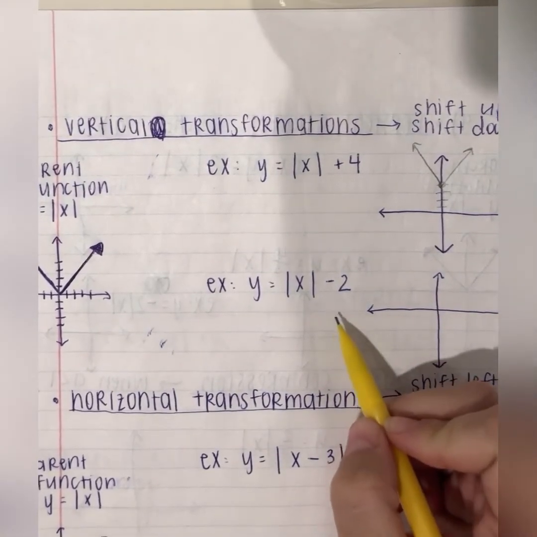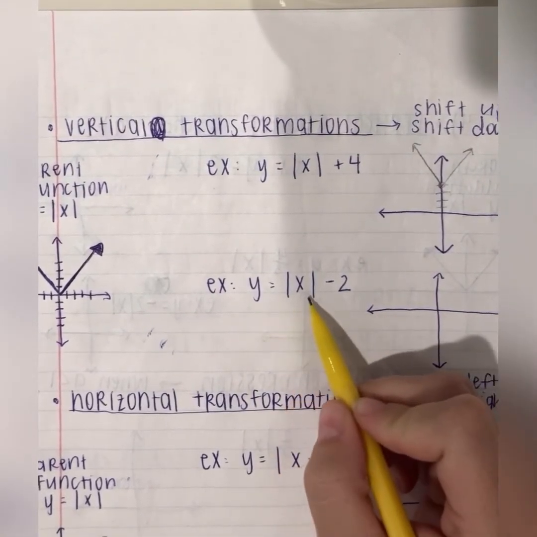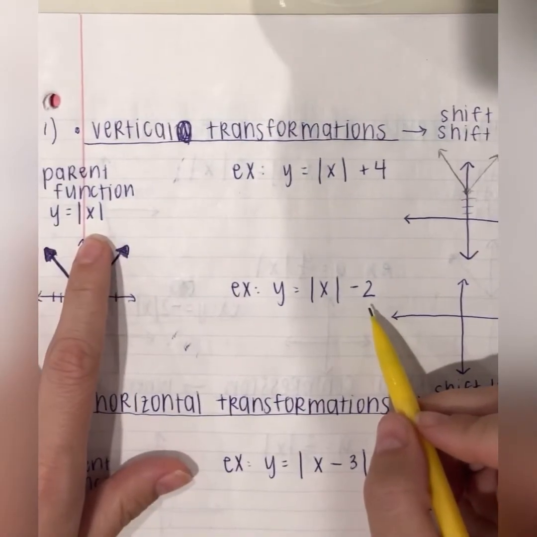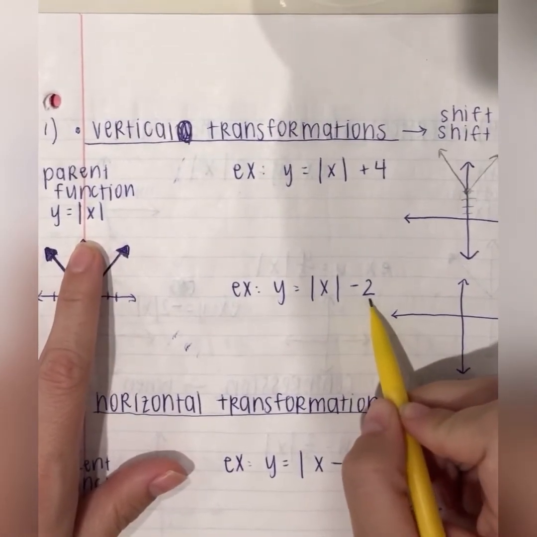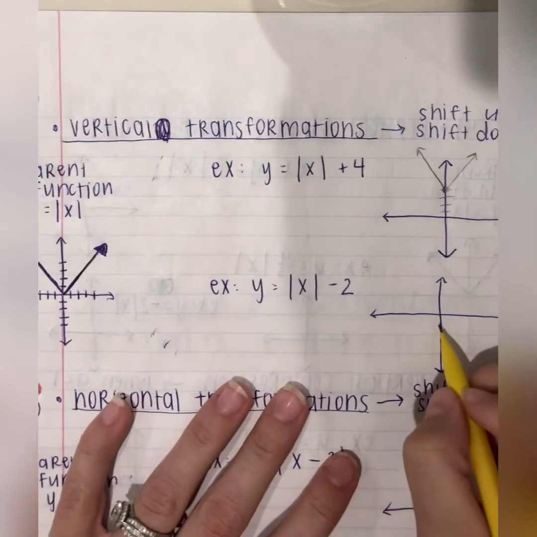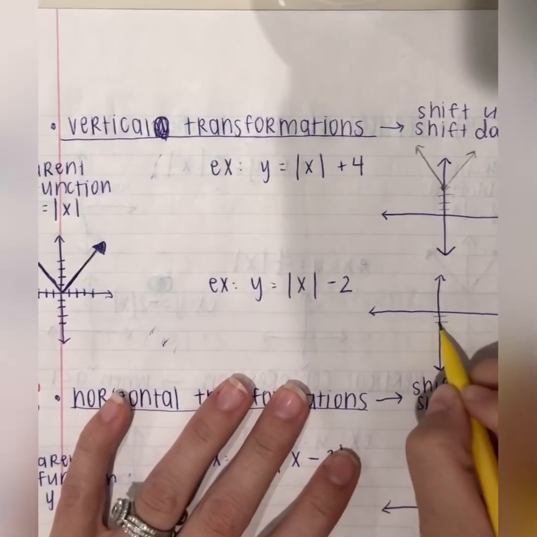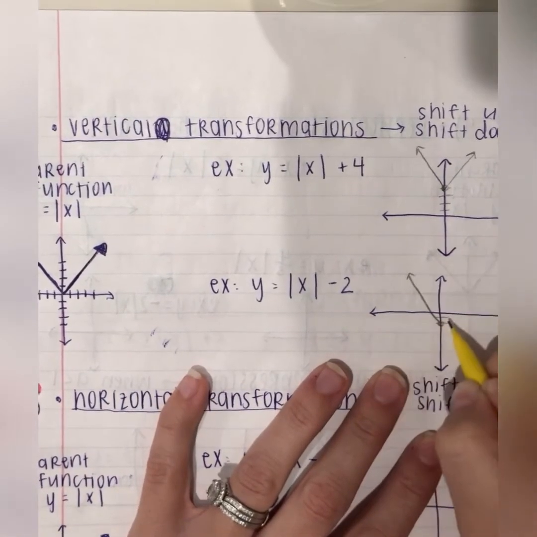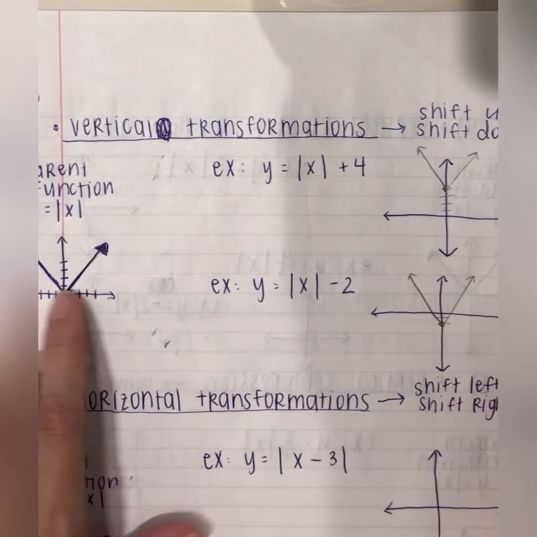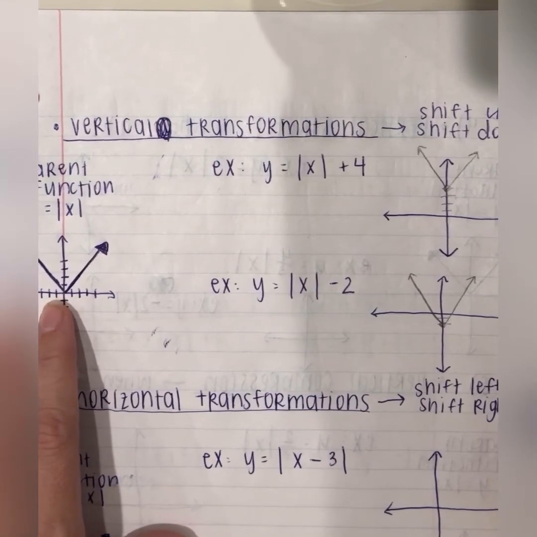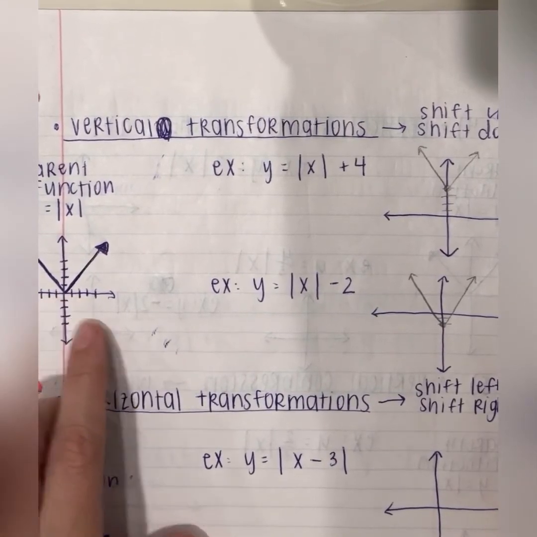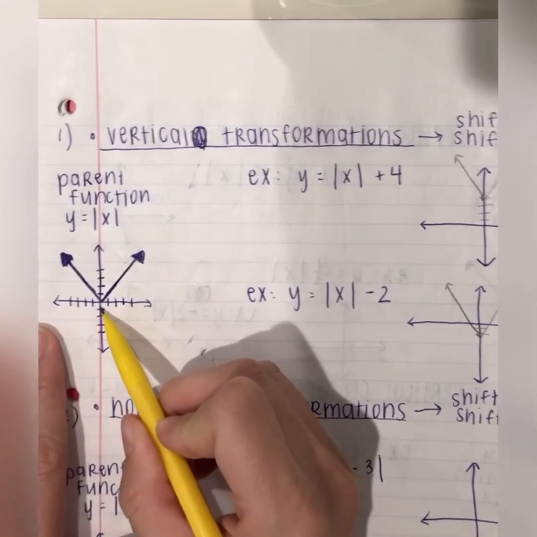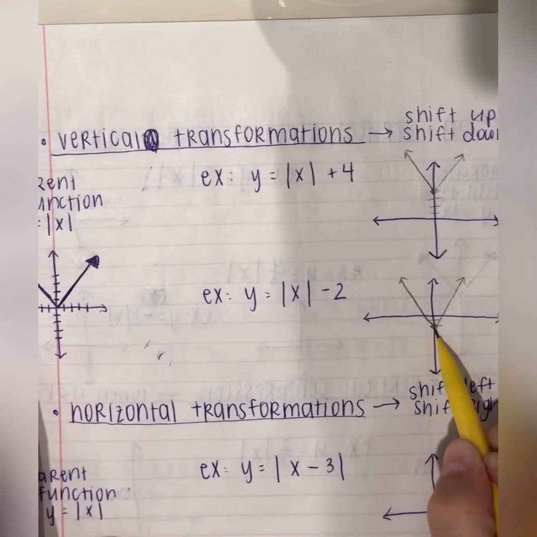And then down here, y equals absolute value of x minus 2. So it's just like our parent function, except we're shifting it down 2, okay? So down 2. So exactly the same, only difference is that the vertex is no longer at the origin, the vertex has now been shifted down 2 units.